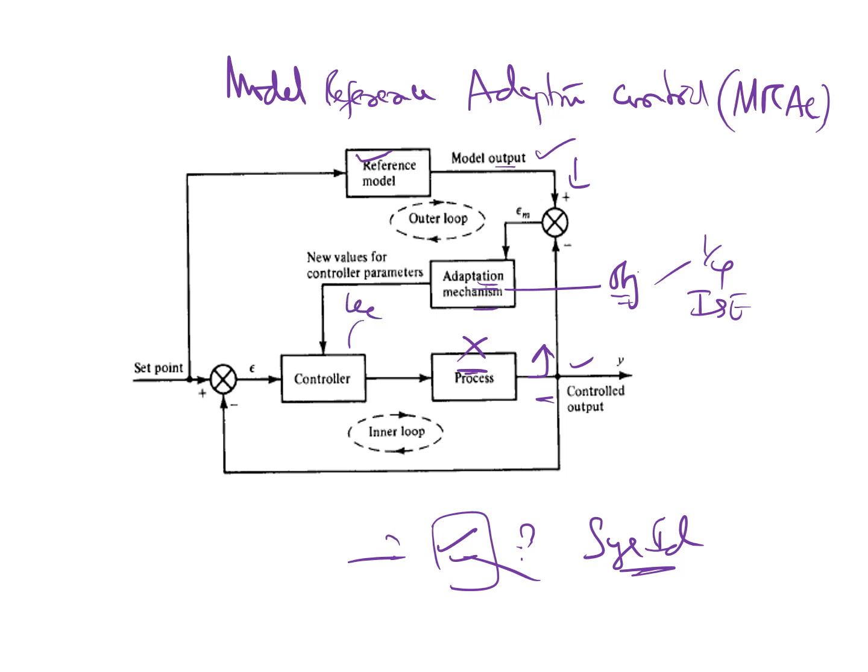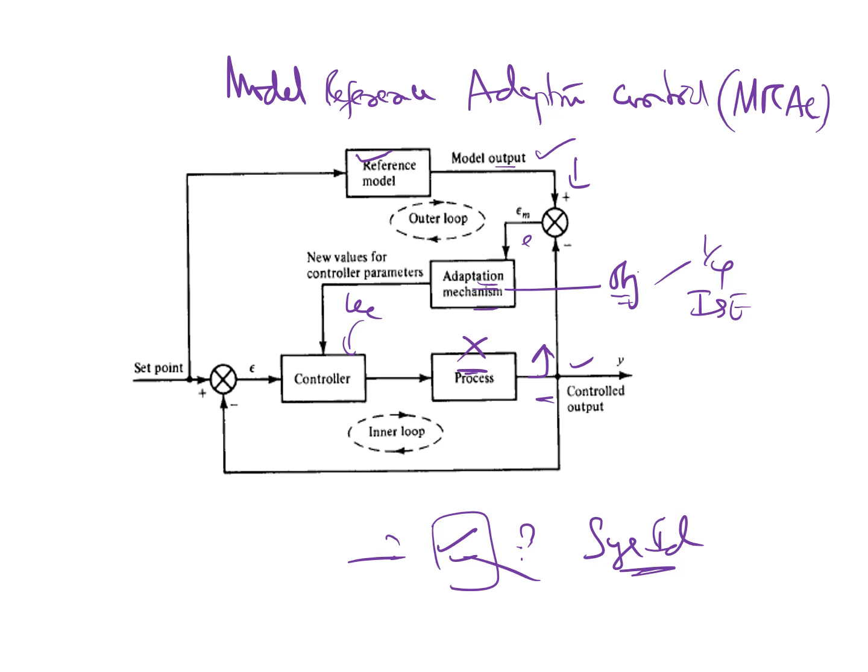KC values will be changed, then give that and check for it. So likewise, still this, because if the error is 0, automatically this problem will be solved. So this is called as model reference adaptive controller. So MRAC.